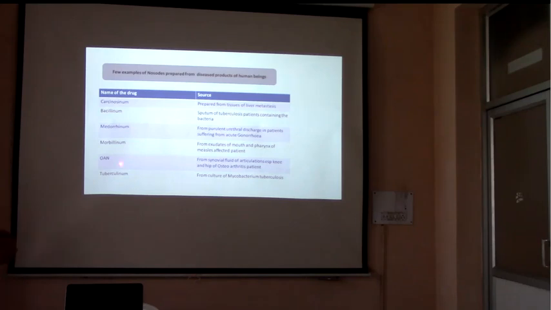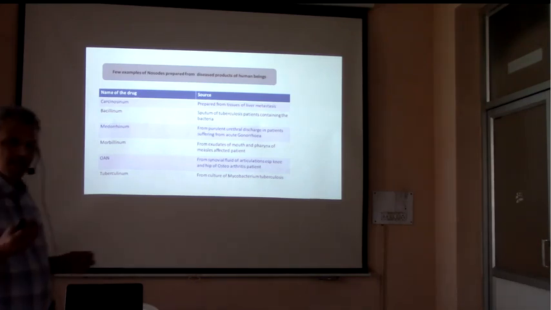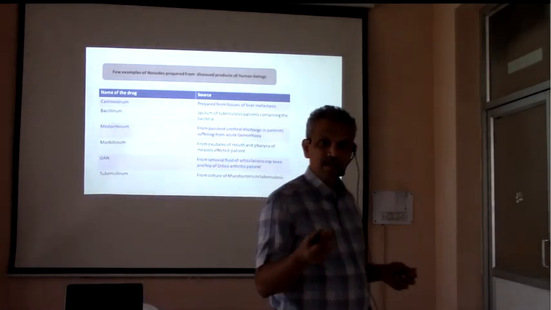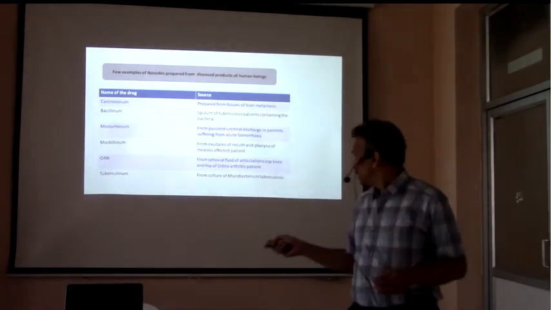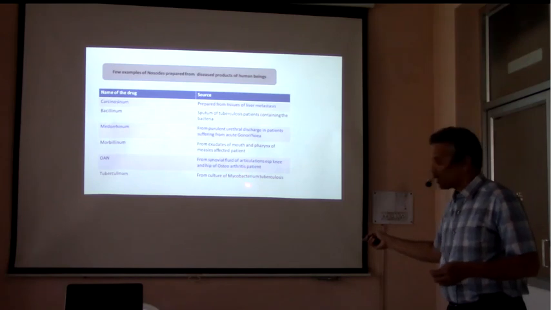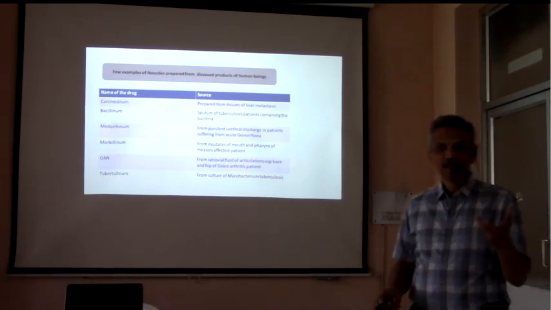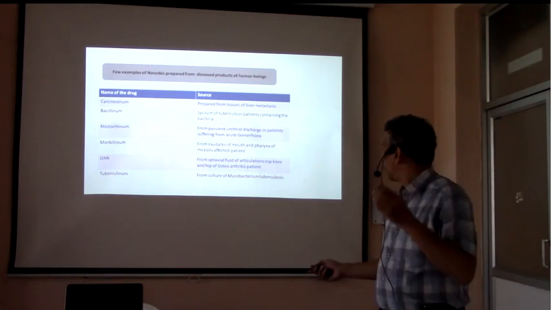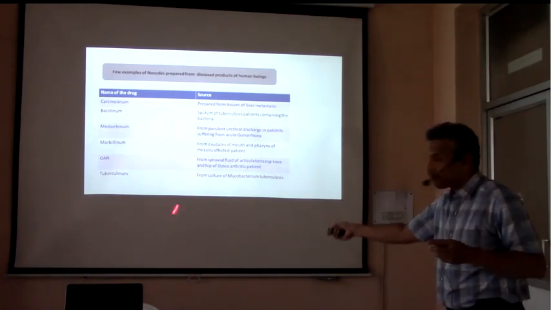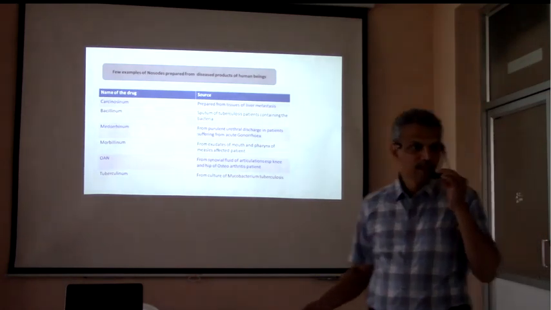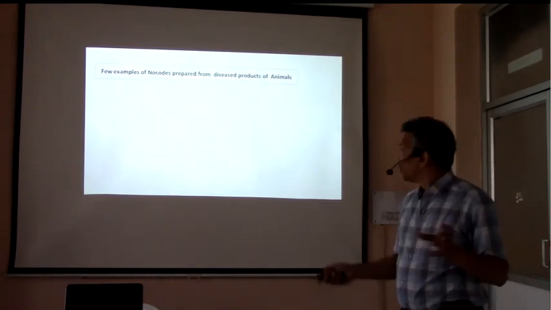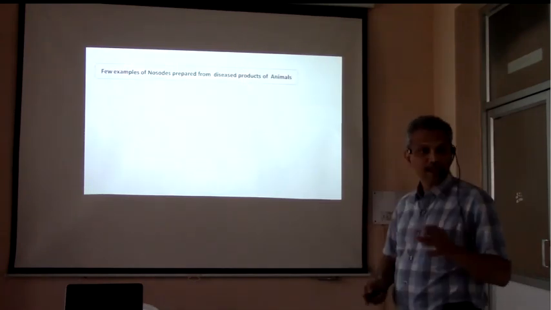And you have tuberculinum, which is prepared from the tubercular lung of a person who is affected with tuberculosis, but the condition here is you should have the active presence of the bacteria, Mycobacterium tuberculosis. So these are all prepared from the human. Now quickly, let us look at the nosodes prepared from animal products.